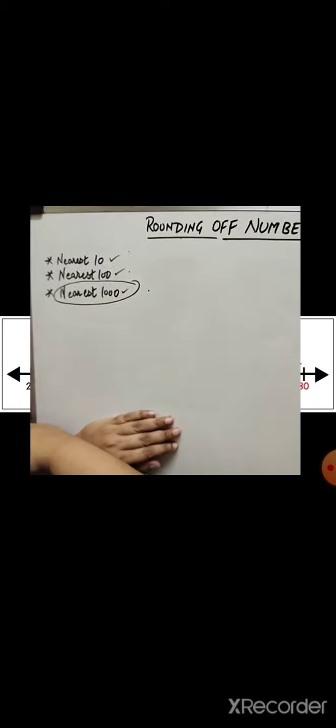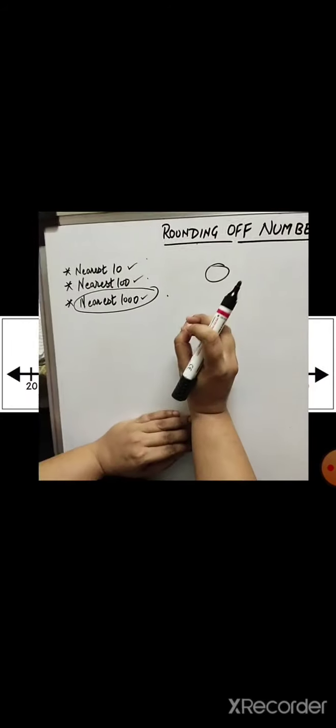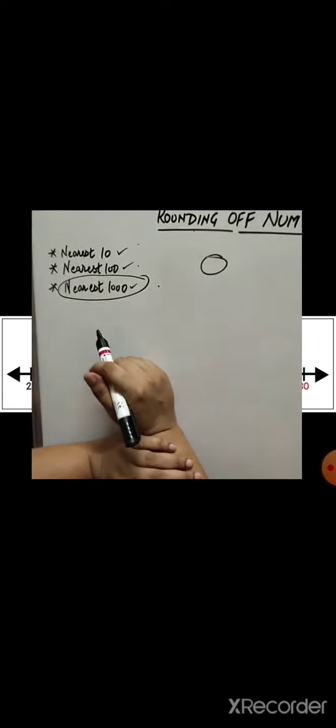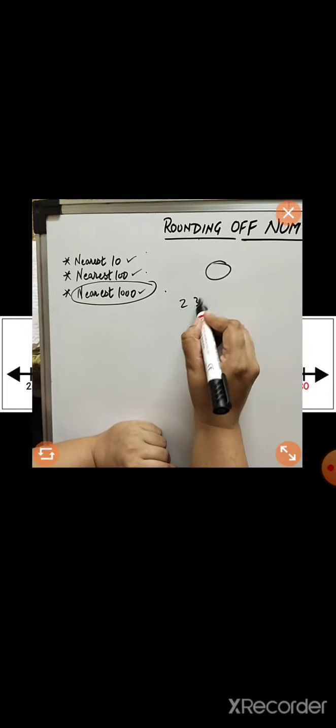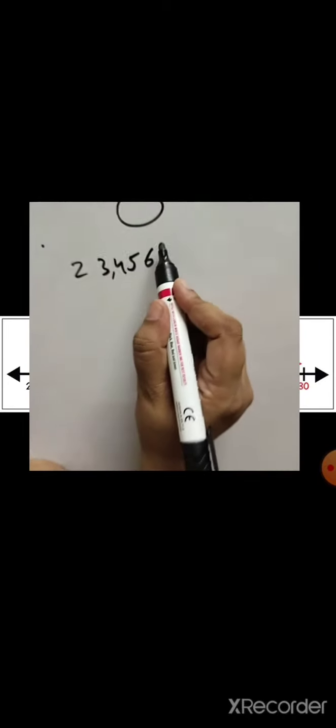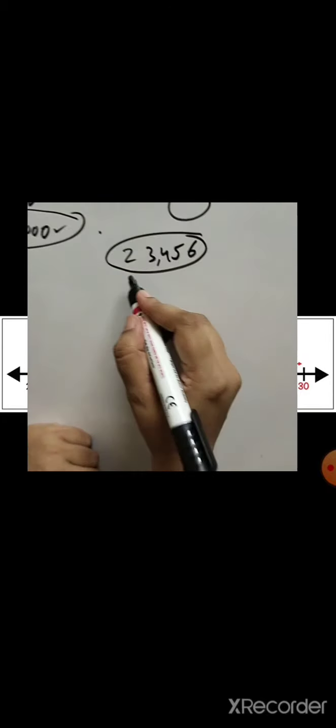So the first and foremost thing is, what is round off? What do you mean by round off? See, round off refers to the process of converting a particular number to an easy number. Suppose there is a number 23,456. It becomes very difficult to remember. But if we round it off, it becomes an easier number.